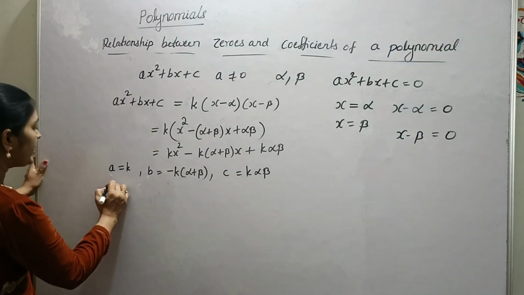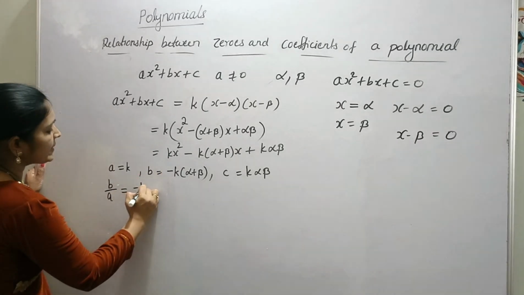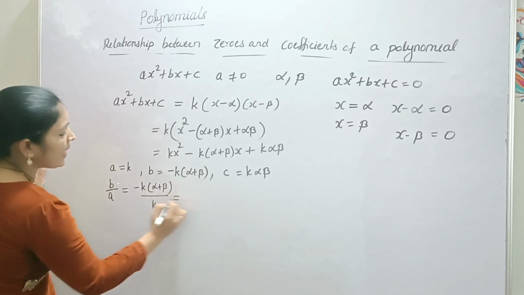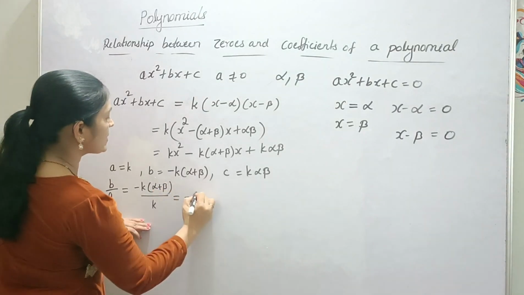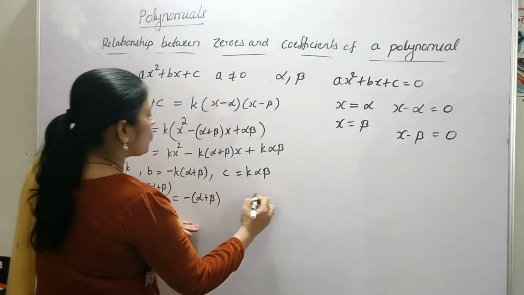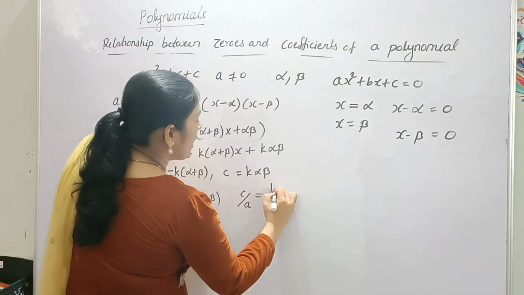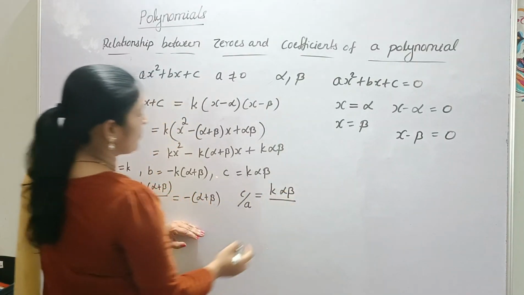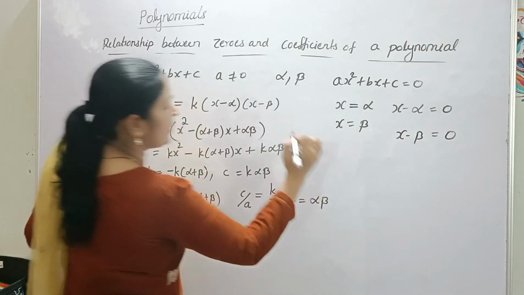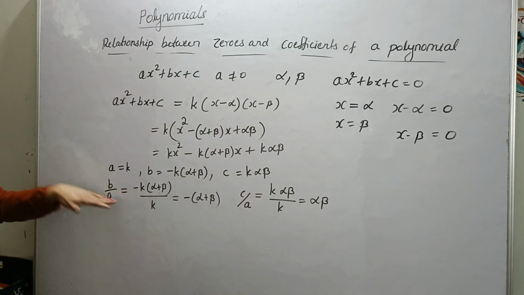Now what is b by a? b by a is equal to minus k into alpha plus beta divided by k. k is cancelled, that is minus of alpha plus beta. Next, what is c by a? c by a is equal to k into alpha beta divided by a, which is k. k is cancelled, alpha into beta.